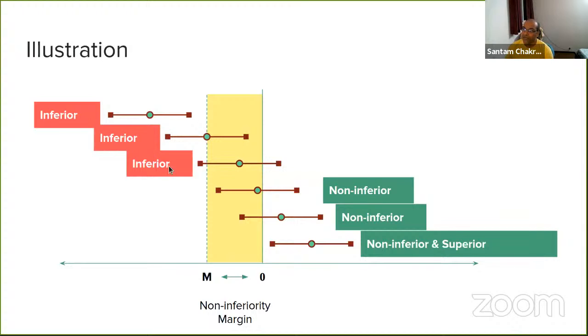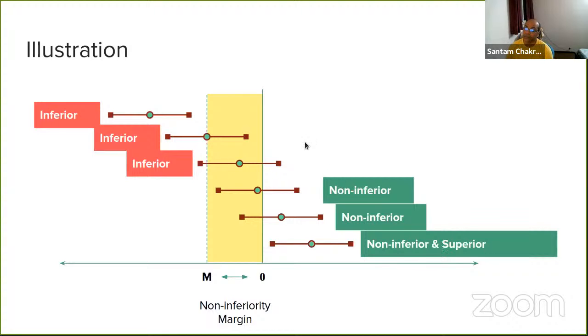Statistically, inferiority will be proven only if the hazard ratio is such that it does not cross this line of zero control. For example, here and here. This is uncertain. Although it has not met the non-inferiority criteria, it may not be inferior. These two trials are non-inferior, which means they have proven their endpoint. And this one, because the upper bound of the 95% confidence interval you can see is not crossing the zero line, is actually both non-inferior and superior.